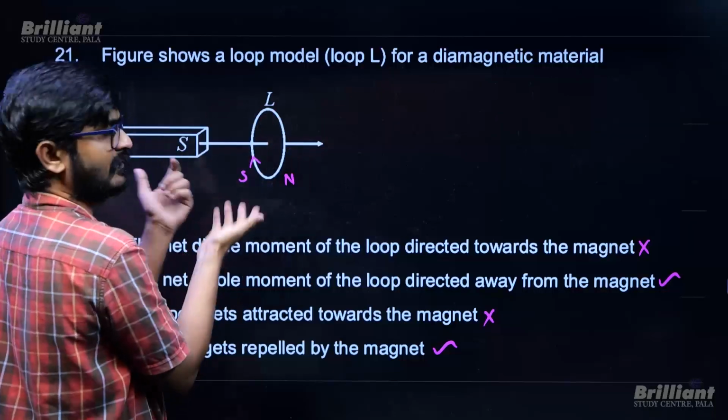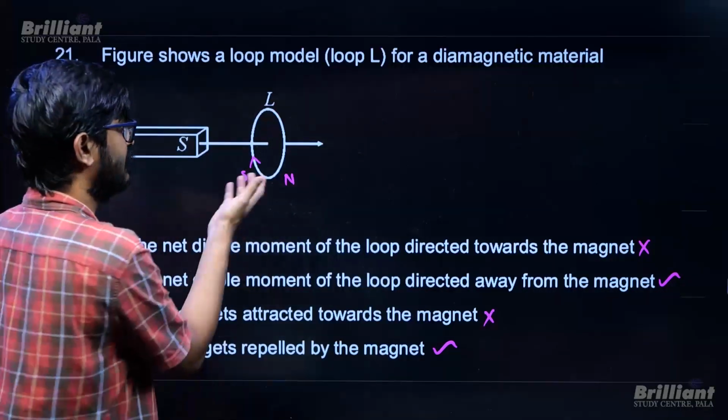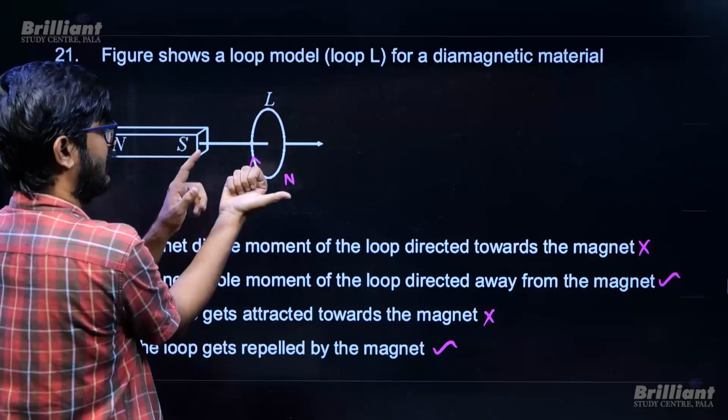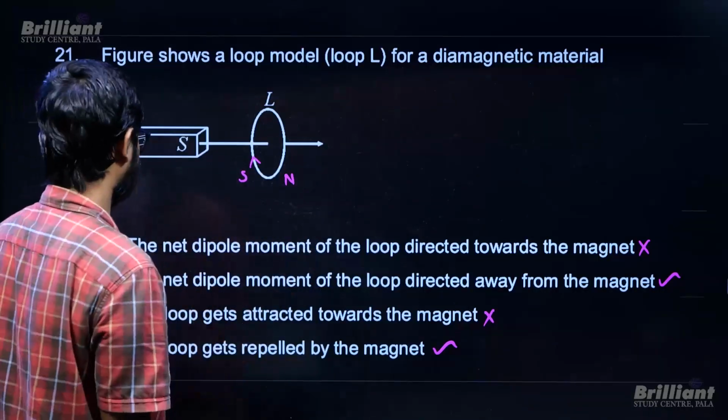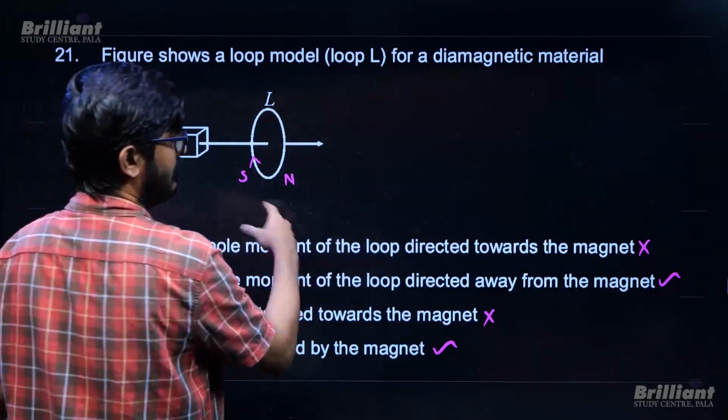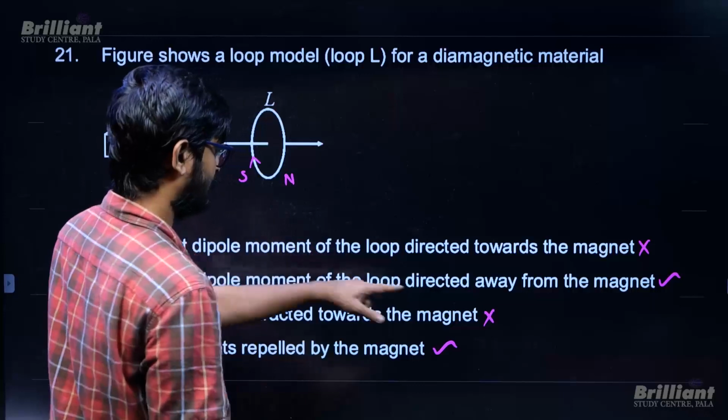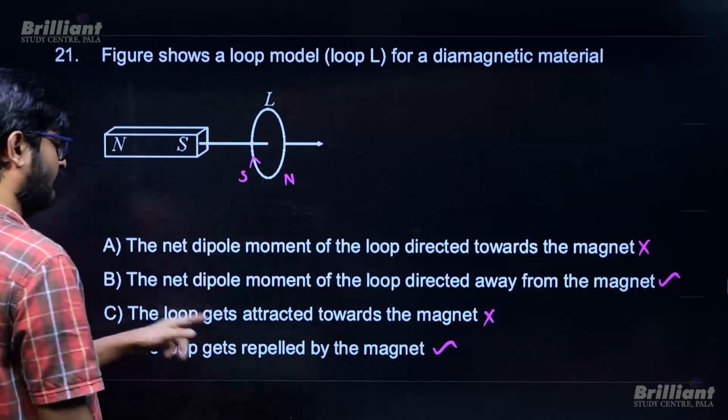There will be repulsion. Anyway, you understood there will be repulsion, right? So this is going to behave like a south pole and this is going to behave like a north pole. There will be repulsion. The net dipole moment of the loop is directed away from the magnet. It's not towards, it's away from the magnet. The loop gets repelled.